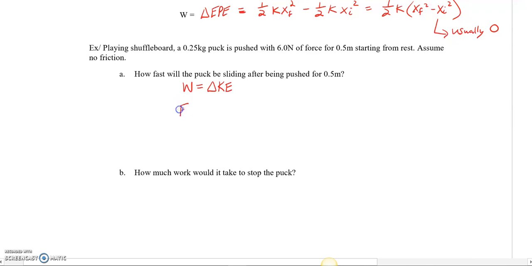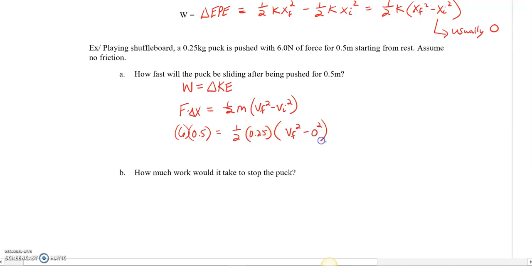So the work we do changes the kinetic energy of the puck. And we know that work is force times displacement times cosine of theta, but we don't need to worry about that here. No specific angle. That equals 1/2 m parentheses v final squared minus v initial squared. It says the force is 6 newtons, the displacement is 0.5 meters, the mass is 0.25 kilograms, final velocity we don't know, and it started from rest. Do a little algebra. The final velocity of the puck is 4.9 meters per second.